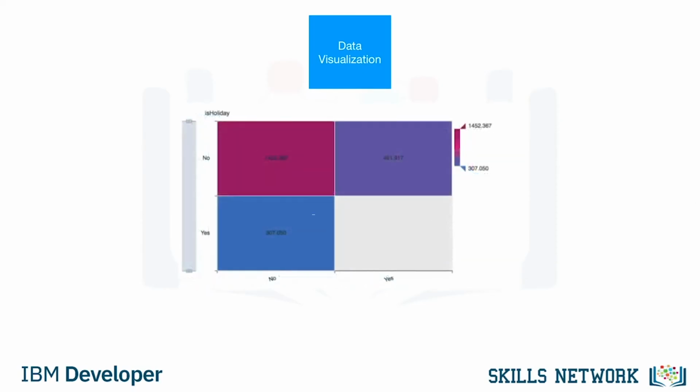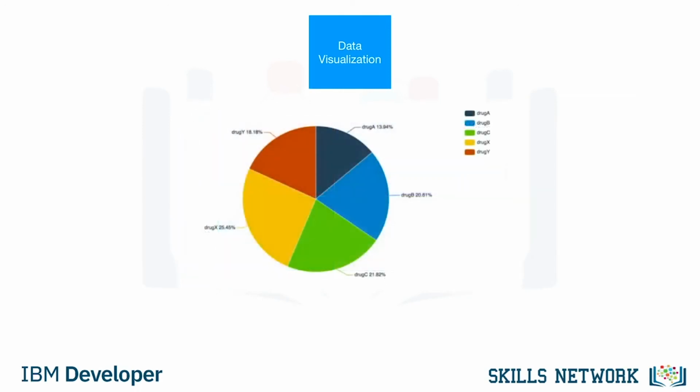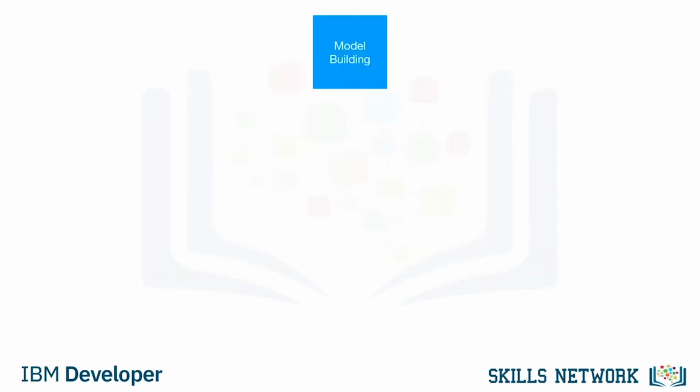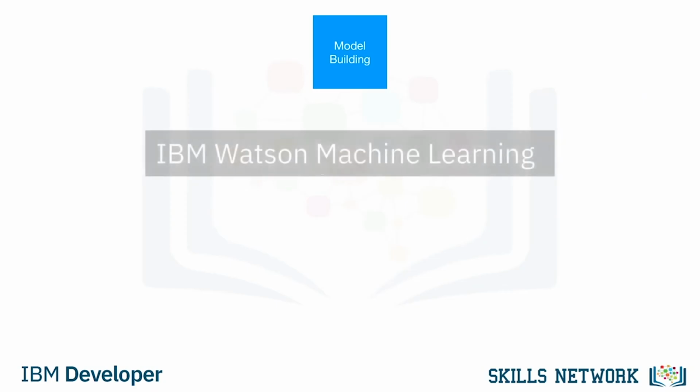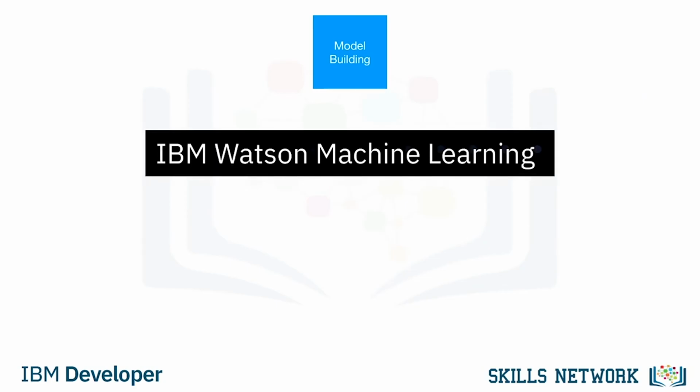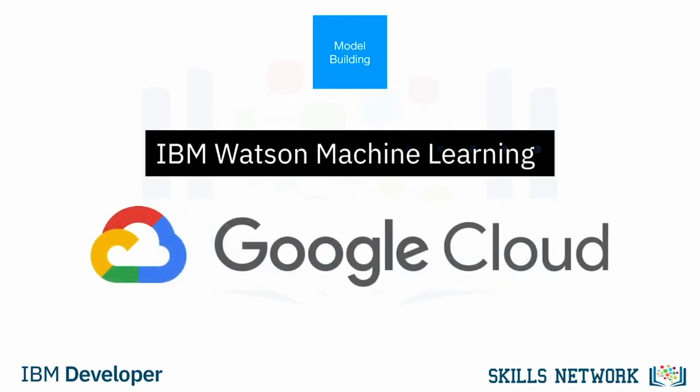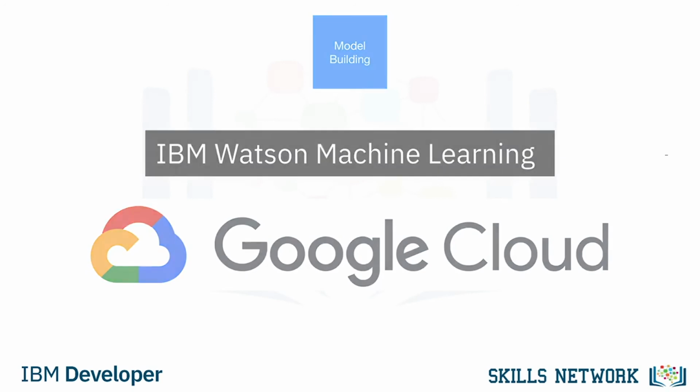A tree map shows distribution of subsets within a set. The famous pie chart does the same but in a non-hierarchical manner. And finally, a word cloud pops out significant terms in a document corpus. Model building can be done using a service such as Watson Machine Learning. Watson Machine Learning can train and build models using various open source libraries. Google has a similar service on their cloud called AI Platform Training. Nearly every cloud provider has a solution for this task.